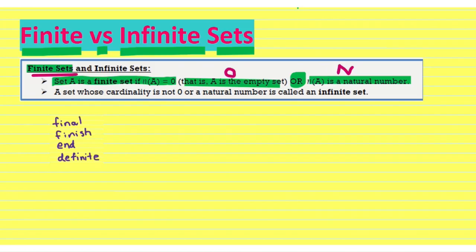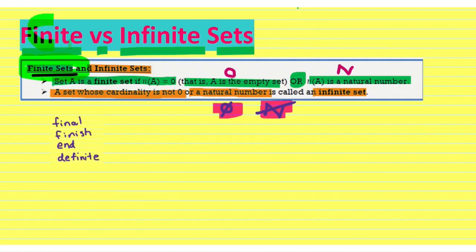The second thing it's telling us about is the infinite sets. It says that an infinite set is a set whose cardinality is not 0 or not a natural number. That is what we call an infinite set. So essentially, the cardinality of an infinite set means it will not be 0 and it will not be a natural number. So we'll talk in a few minutes, after we talk a little bit more about finite, about what that means if the cardinality is not 0 and the cardinality is not a natural number. Okay, but let's go back to our finite set.